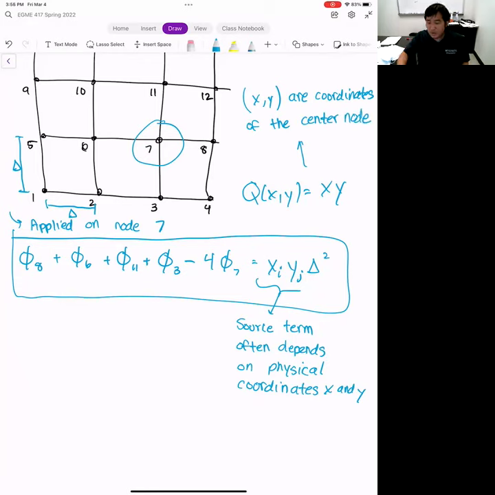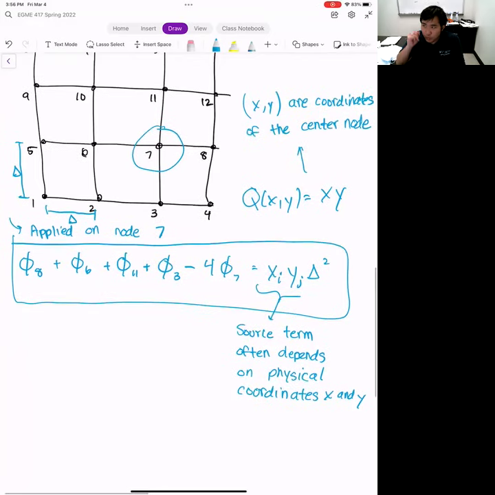Okay. The center node here being node number 7. And so remember, we talked about that when you're doing these 2D problems, you have to know what the I and J coordinates for each of the nodes are, but you also have to know what their physical coordinates are. Okay. And the way to get their physical coordinates is to count how many deltas there are from the origin to that space. Okay. And so let's take node number 7.